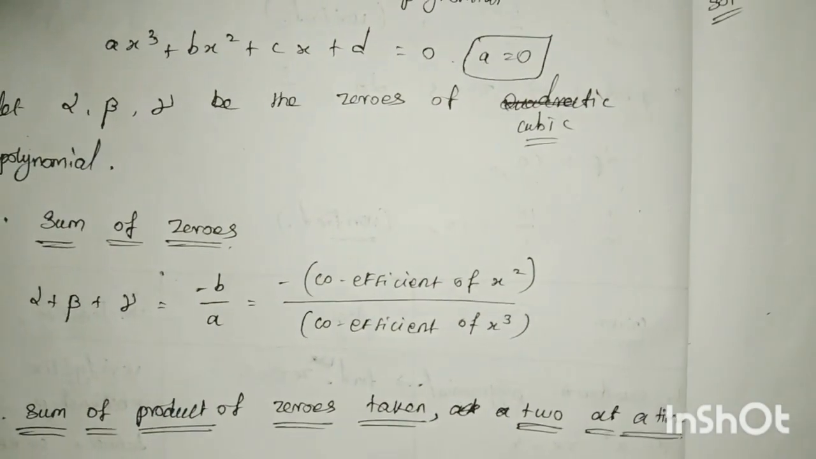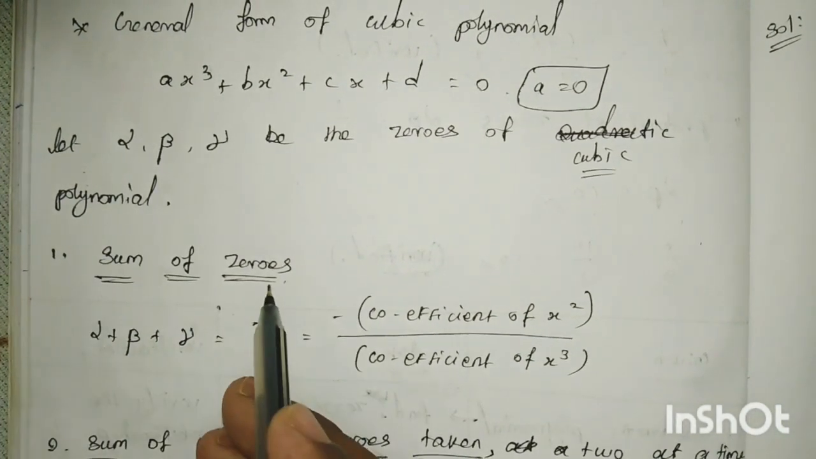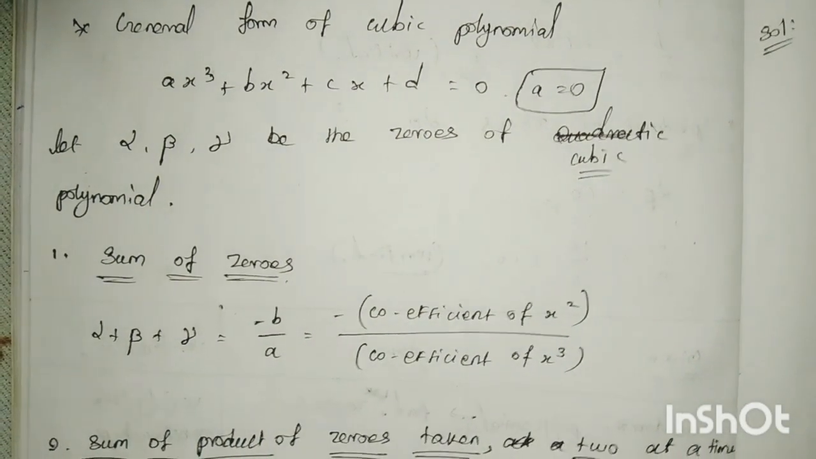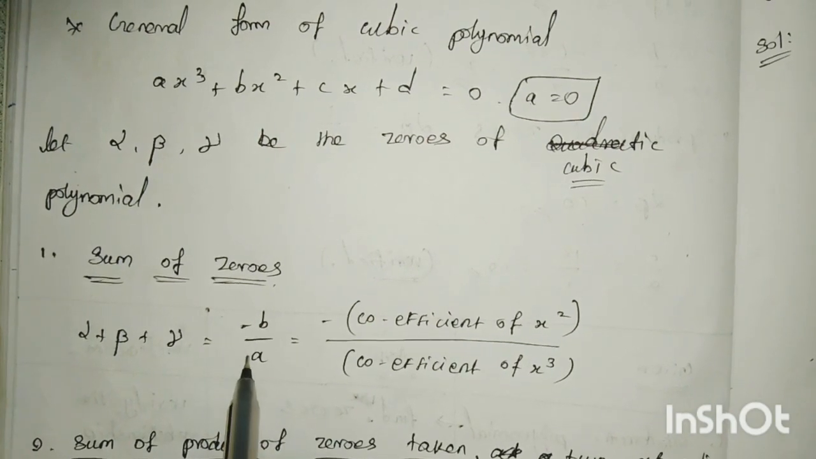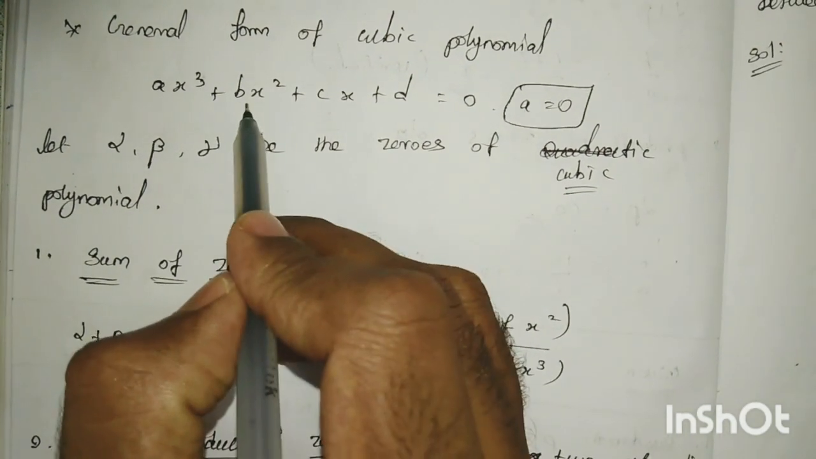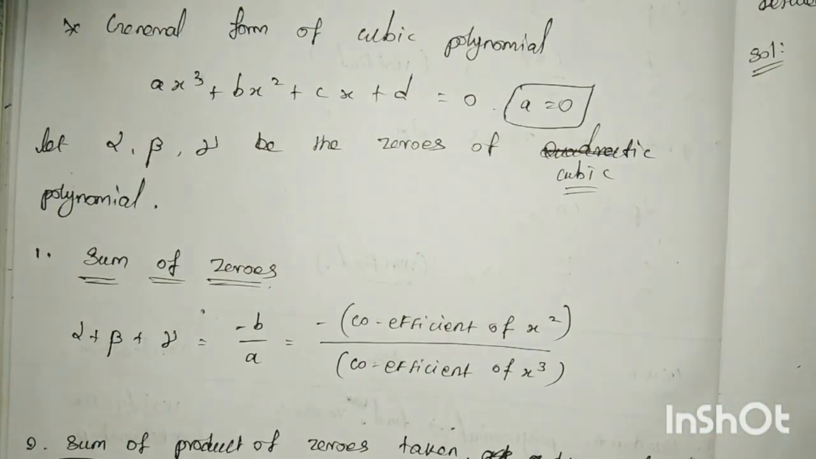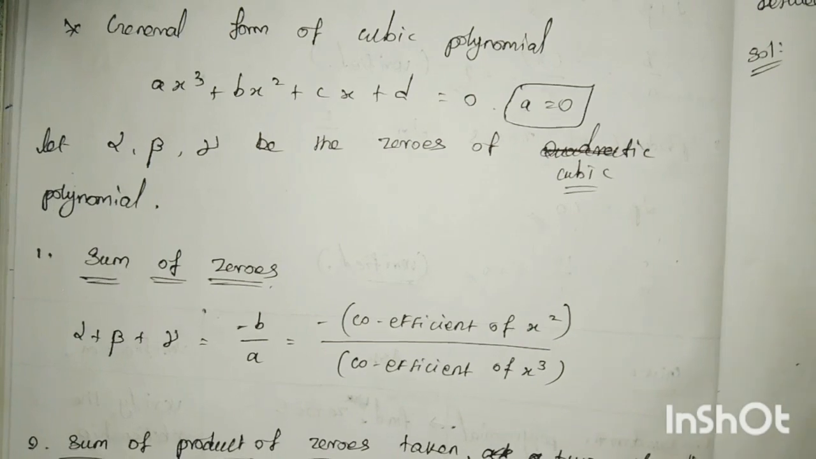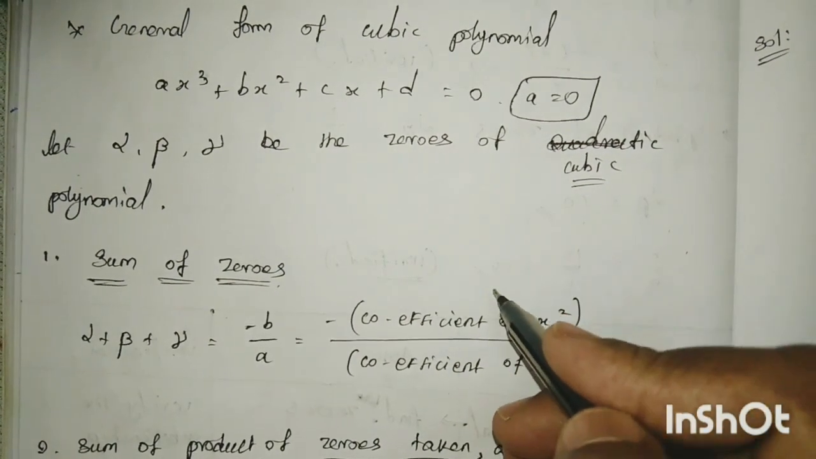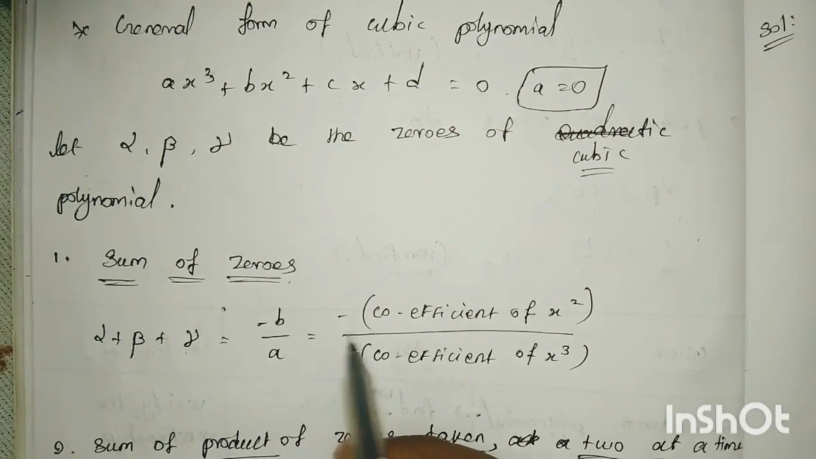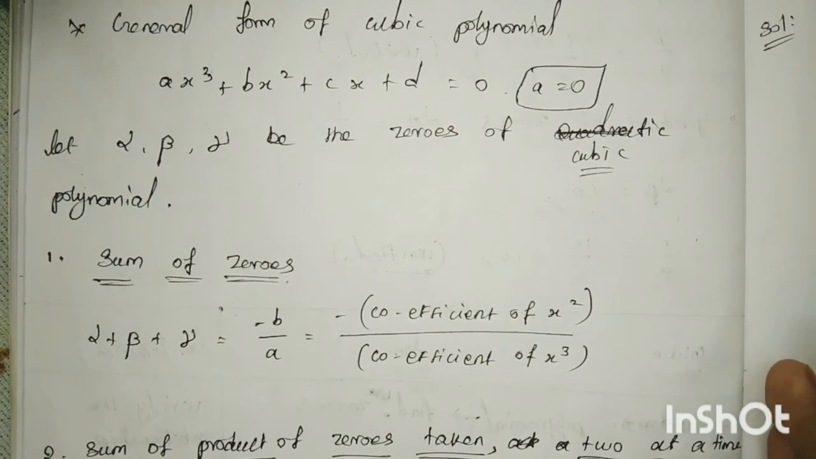Next, the first relation between zeros and the coefficients: the sum of the zeros. We add all the zeros in the cubic polynomial. So alpha plus beta plus gamma is equal to minus b by a. The b here is the coefficient of x squared. In a quadratic polynomial it is the coefficient of x, but here it is the coefficient of x squared, so please be conscious during the problem, right? So that is minus b by a, which is equal to minus coefficient of x squared by the coefficient of x cubed, right?